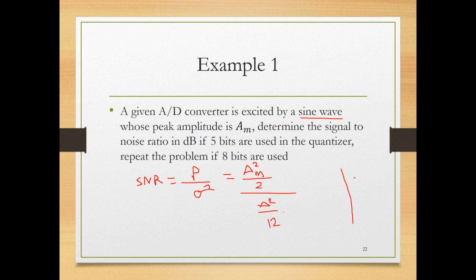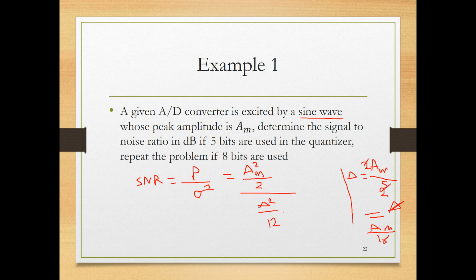What's delta? Can I come here on a side and you say that delta is equal to M max minus M min over L. What's M max? AM, because it's sinusoidal with mean 0. AM minus negative AM becomes 2AM over the number of levels. He's not giving me the number of levels, the question is giving the number of bits representing each level. How many levels do we have? 2 to the power 5, which is 32. Now you calculate delta: 2AM over 32, you have AM over 16. This is delta.